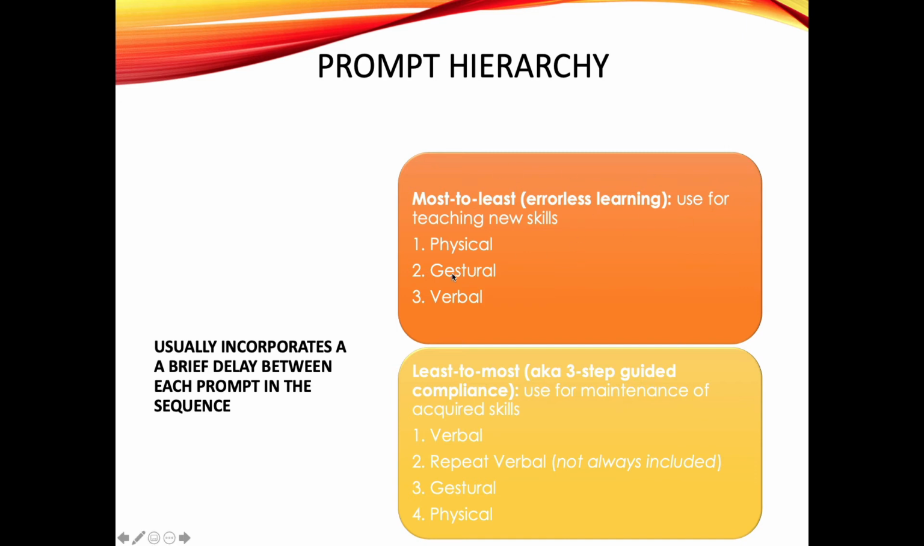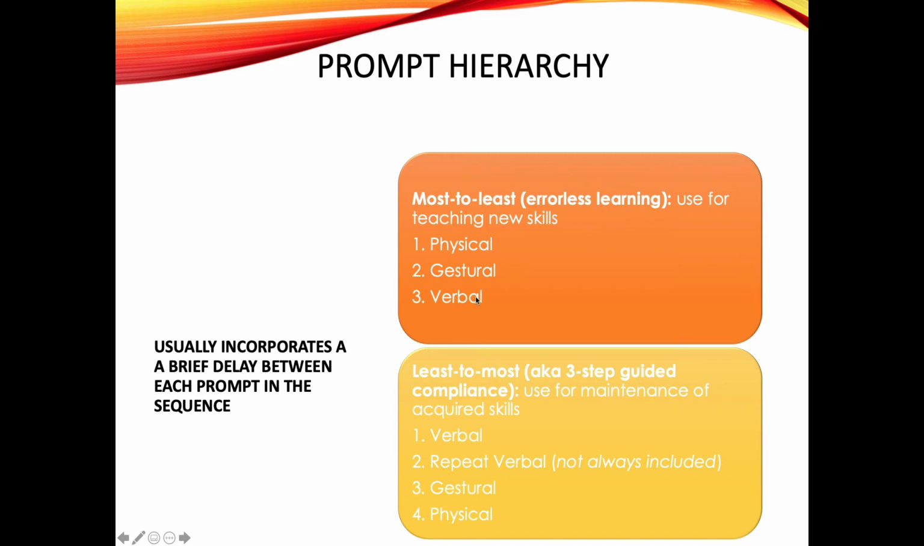Then I'm going to move to a gesture prompt. So let's say I get through 5 teaching sessions where I physically guide the person to complete step 5, turning on the water. Then in the next teaching session, I want to fade that physical prompt. So I'm not going to use that. I'm going to gesture, make a motion to turn on the water. And if the response occurs, then I'm going to stick with that for a little while, the gesture prompt. After so many teaching sessions, then I'm going to fade to a verbal prompt, turn on the water.